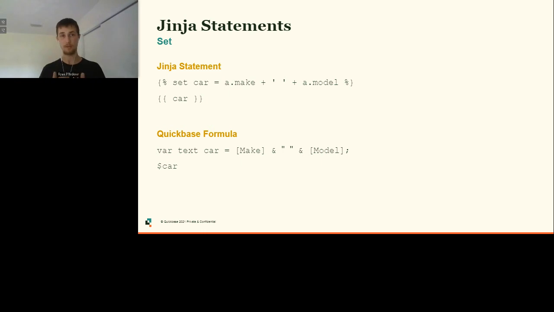As we walk through this, we will see there are a lot of similarities, but also some differences, not just in the syntax itself, but also in the capabilities. Where Jinja starts to shine is when we get to the for loop, which we're going to hit on next. Here we've got the Jinja statement: set car, a.make, add a space, a.model, and then we call car. Right below that, we see the Quickbase formula equivalent. Very similar, doing the exact same thing.